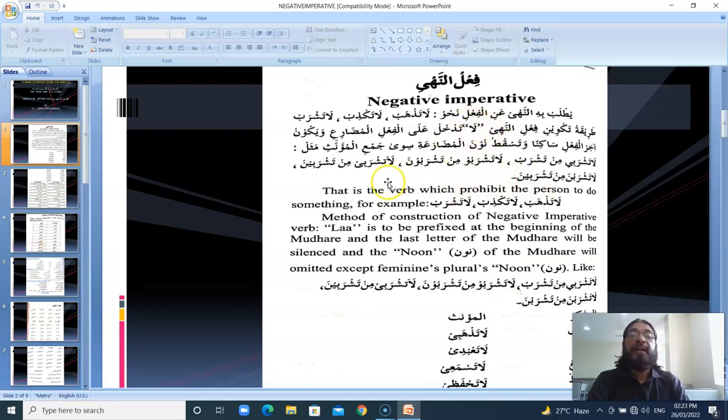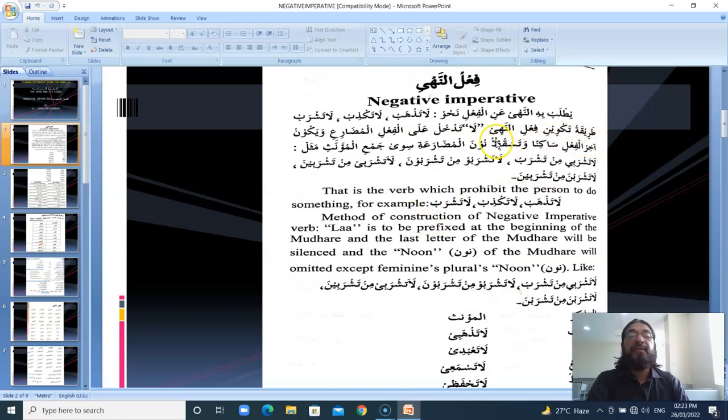So what is فعل النهي? It is the verb which prohibits the person from doing something. For example, لا تذهب, don't go. لا تكذب, don't tell lies. لا تشرب, don't drink.